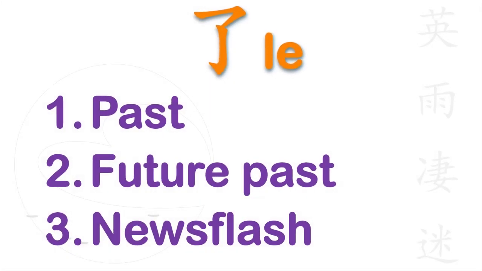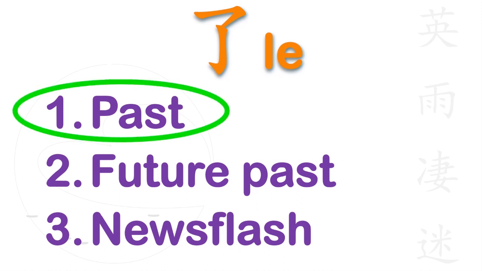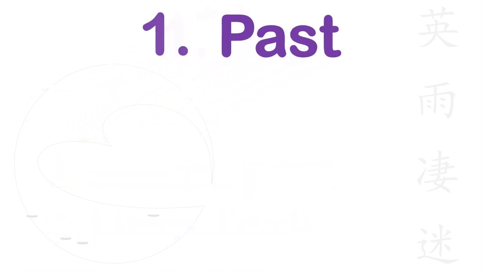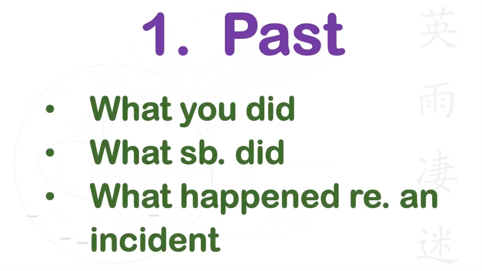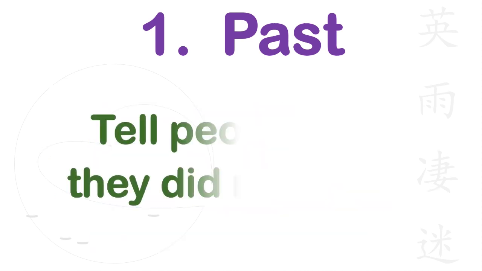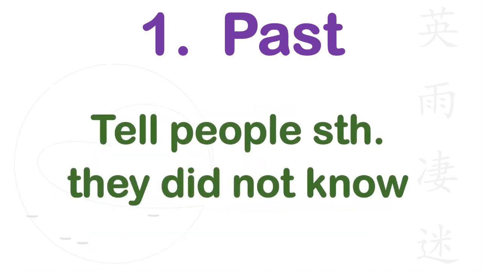Three typical scenarios. Number 1, when you want to inform someone what happened at one point in time in the past. It could be about something you did, something someone did, something that happened concerning some incident, and so on. The main purpose is to tell people something they did not know. So it's usually the start or in the middle of a conversation.